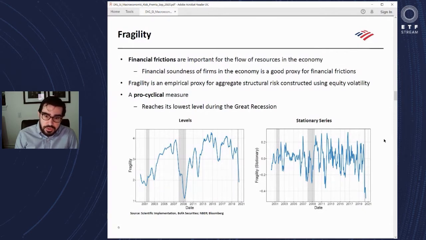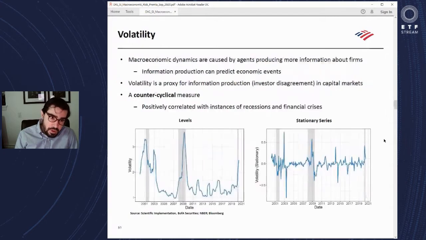And this is not only true for the US, but also for a large panel of countries. Then another measure that's computed using not macroeconomic information, but market information, but instead is targeting macroeconomic information related to the amount of information that's being produced by agents in the economy, is that of volatility.